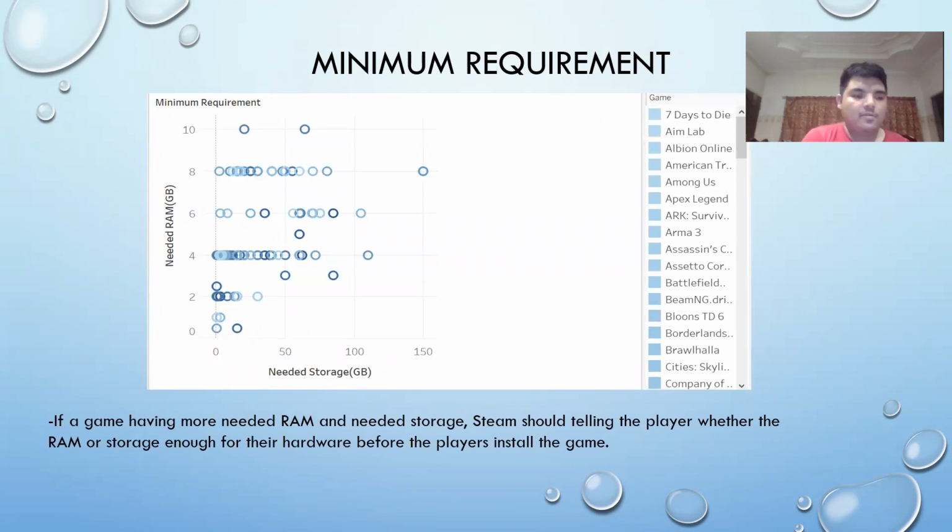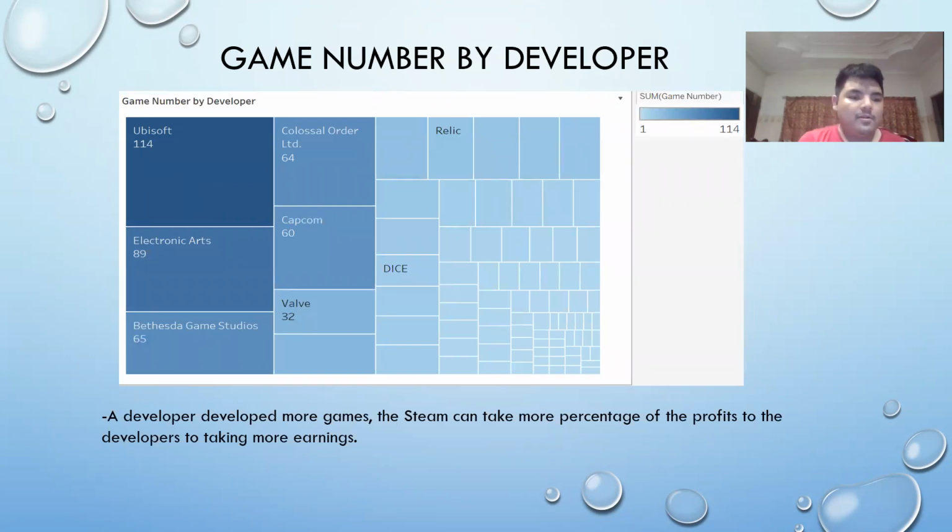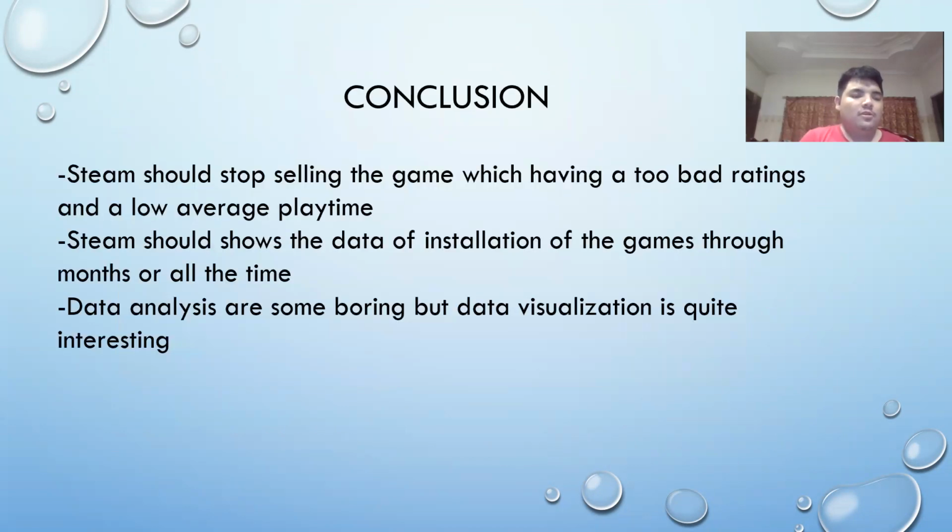If a game needs more RAM and storage, Steam should tell the player whether the RAM or storage is enough for their hardware before the player installs the game. If a developer develops more games, Steam can take a higher percentage of the profit from the developer to earn more profit. So for a conclusion, I think that Steam should stop selling games which have too many bad ratings and a low average play time.